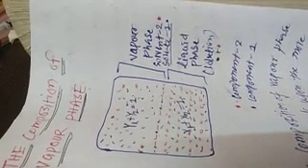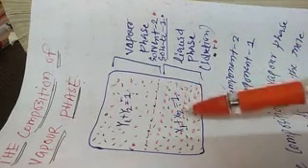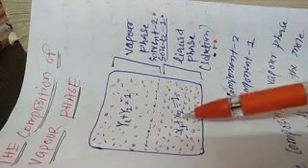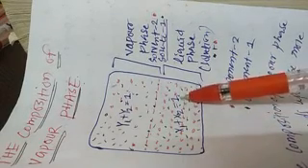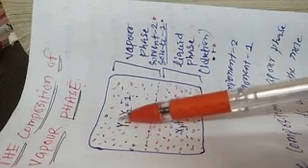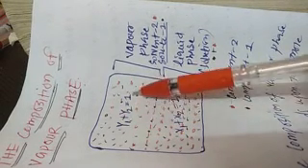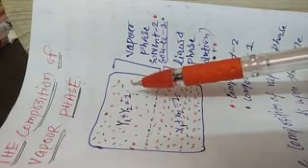Now we want to understand the composition of the vapor phase. You can see here in the liquid solution, the mole fraction of component 1 is x1 and the mole fraction of component 2 is x2, and then we have total 1. In the vapor phase also we have the mole fraction of component 1, y1, and the mole fraction of component 2, y2, and that also is equal to total 1.